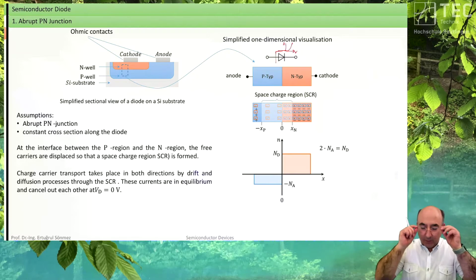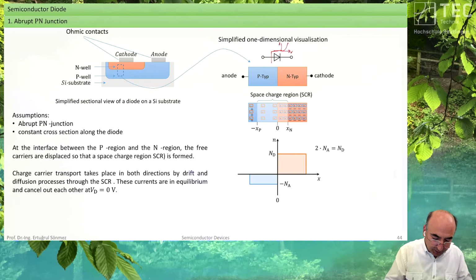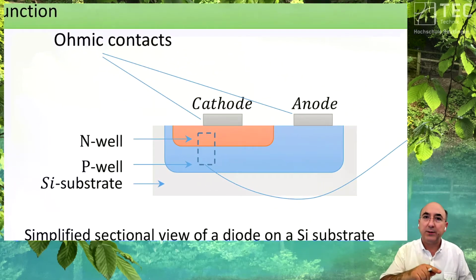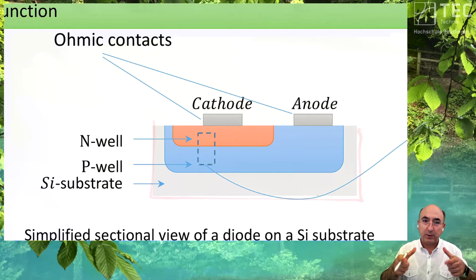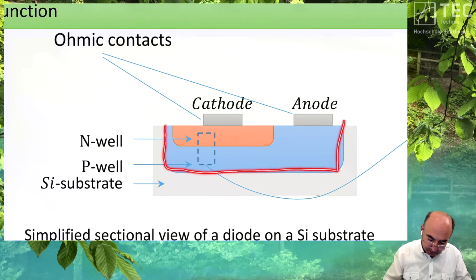But now we will understand how to calculate the currents within the diode. So a typical diode, which is integrated into circuits, looks like this. You have a silicon substrate. So you have the bare wafer. On this wafer, you dope a certain area p-type.